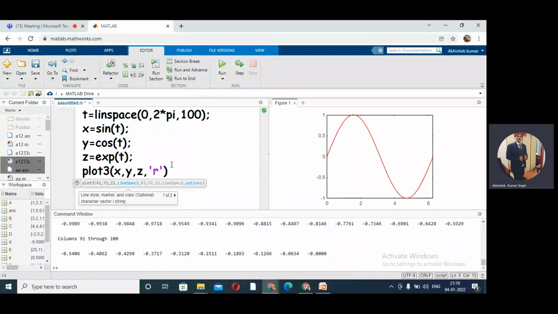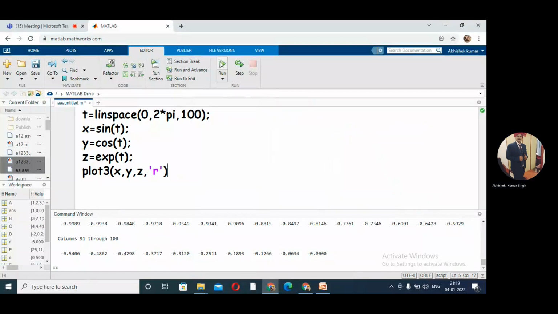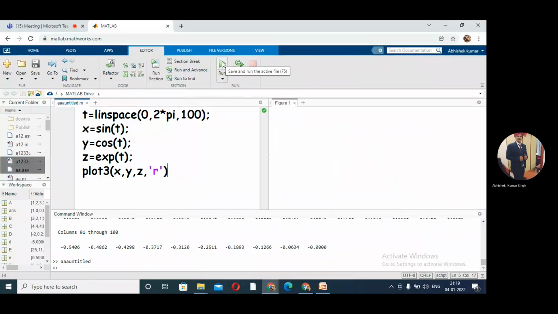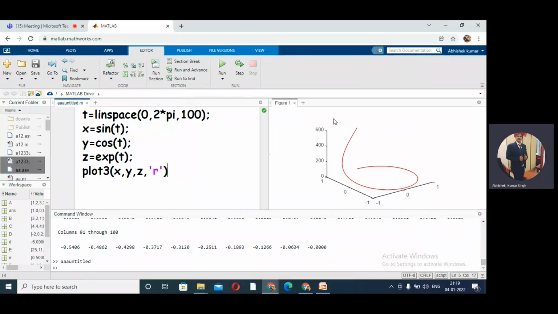Fine. Let us see whether we are getting output or not. Plot3. I think it should come. Yes. Can you see that? So for each point, we have x point sine t, cos t, and exponential t. It is joining those points. So we are getting the plot3 command graph, right? Fine, clear?